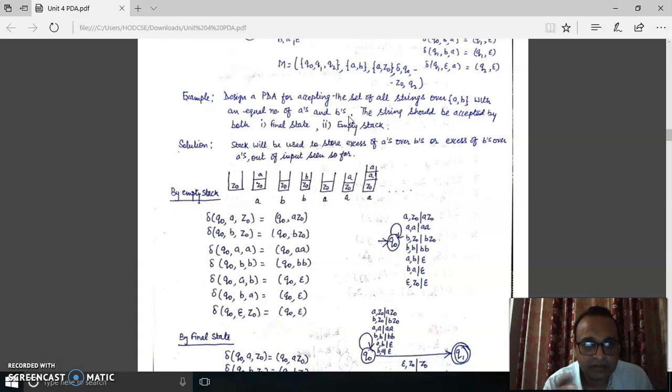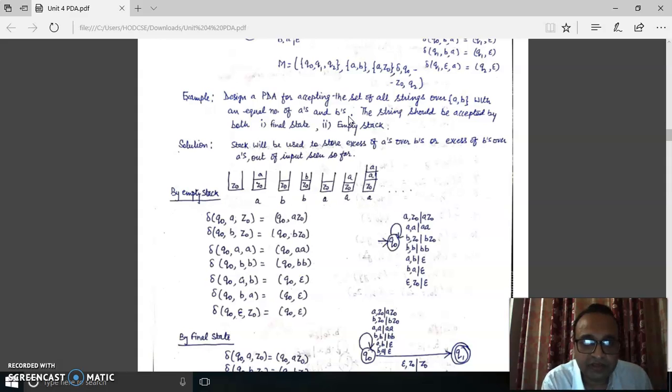They can be intermerged, they can be intermingled. That is, there is no restriction. It does not mean that this question is equal to a power n, b power n. This is a different question. Here the number of a is equal to the number of b. That's it, where a and b can be merged also.